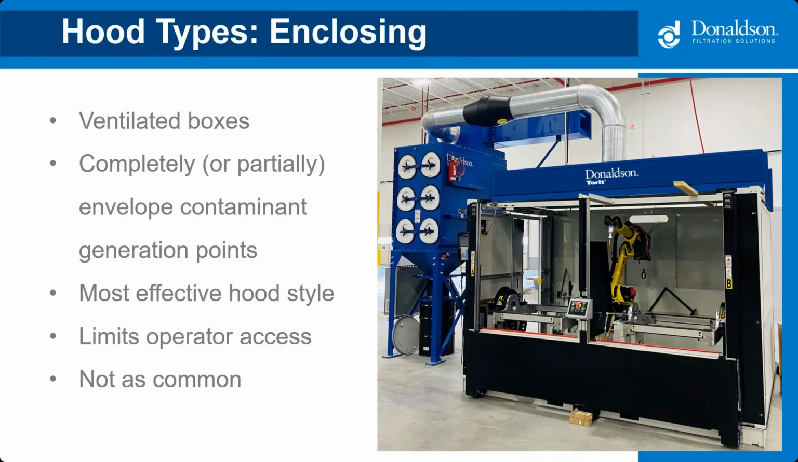This is an example of an enclosing hood over a robotic weld cell. Since it's a robot, it's really easy to enclose the entire process, but that's not always going to be the easiest case.